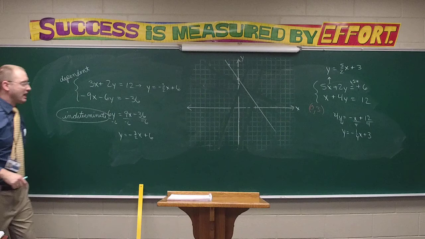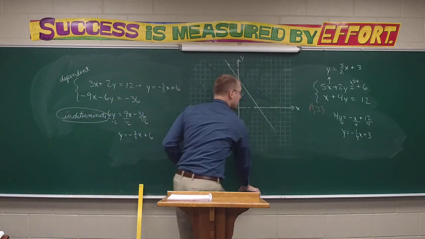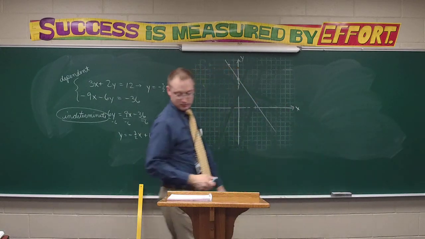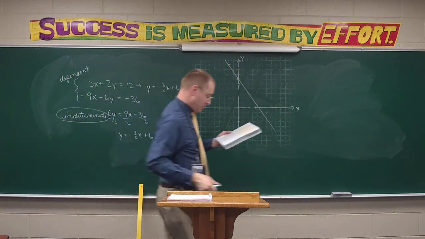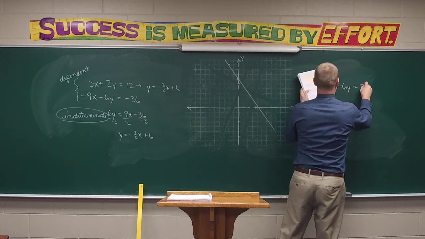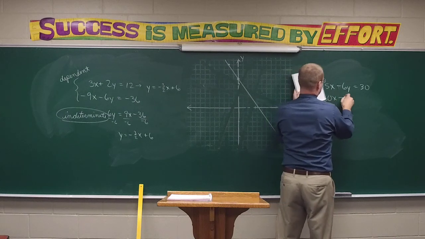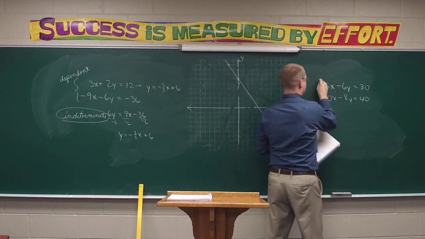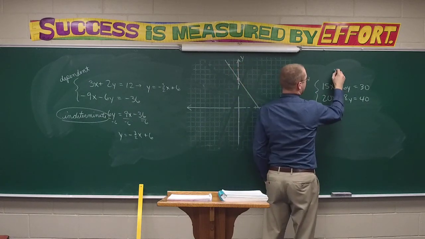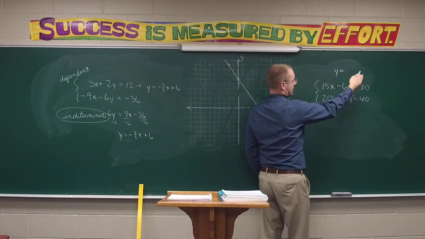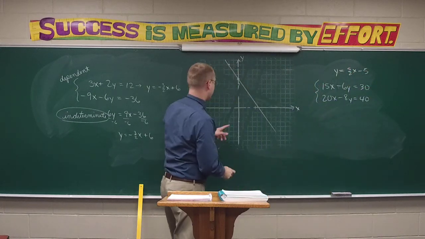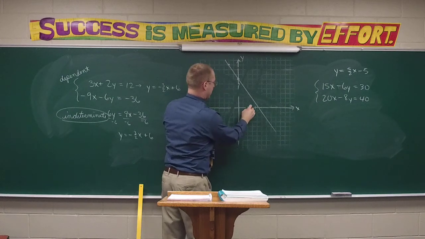All right, good. And then on the next one, I'm going to use up a whole lot of space. Number 8, we have a book back here. 15x negative 6y equals 30, and 20x negative 8y equals 40. Maddie, top equation. Y equals, let's see, you said 5 halves x, and then you said negative 5. All right, good job. So we've got our negative 5, rise 5, run 2.